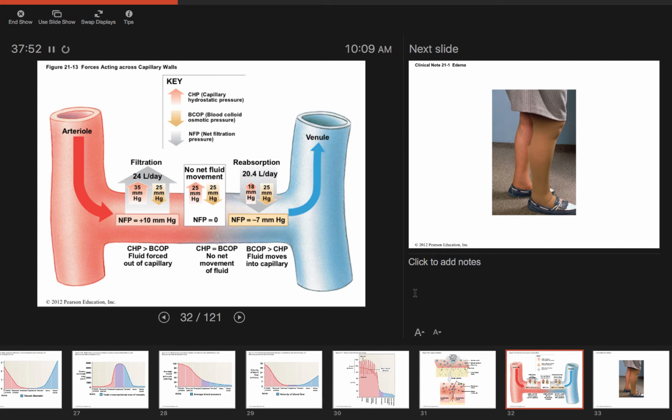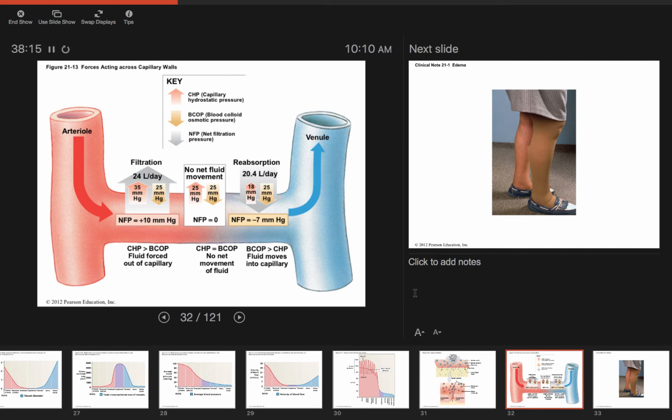They overlap. So in the end, we end up with one number because we subtract the two. How much is being pushed out versus how much is coming back in, subtract the two, and we get a net filtration pressure. So we talk about that. And that's all I really want you to know for now.